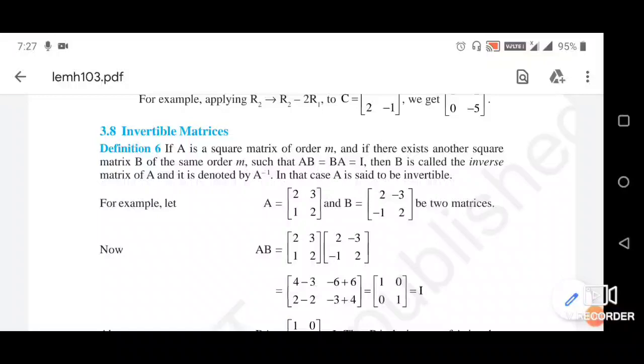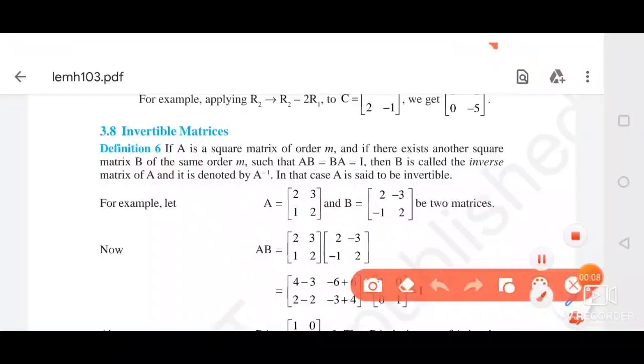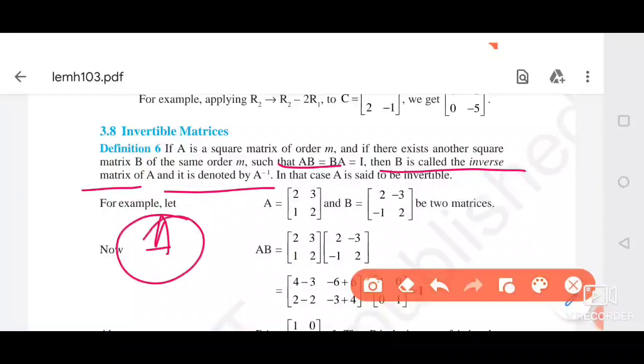So from here we got to know that if AB is equal to BA is equal to I, then B is called the inverse matrix of A and it is denoted by A inverse. We can also say that A is the inverse of B. So if AB is equal to BA is equal to I, then A is the inverse of B and B is the inverse of A.